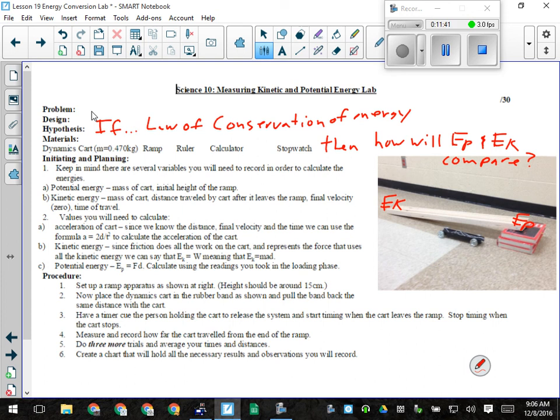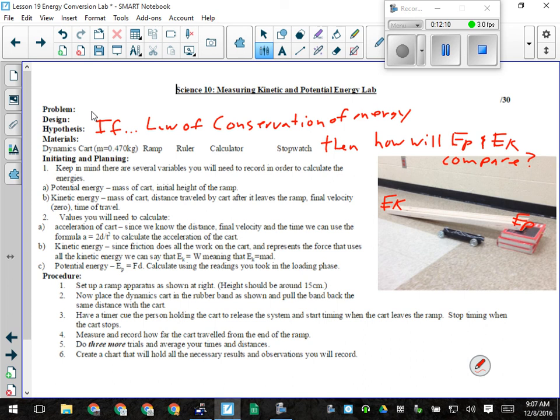What's stopping the cart, by the way? Friction. Friction's the only important force acting on the cart once it gets to the bottom of the ramp. Friction will take away all of the cart's energy. So if we can figure out how much work was done against friction, which we can, we'll know how much kinetic energy it had at the bottom of the ramp. Everybody follow? Okay, so that's what we're doing to figure that part out. To figure out the potential energy, what are we going to do?